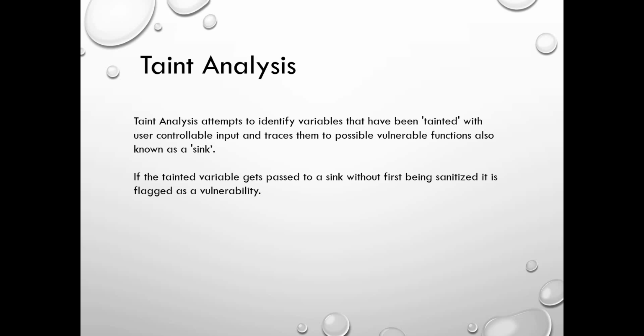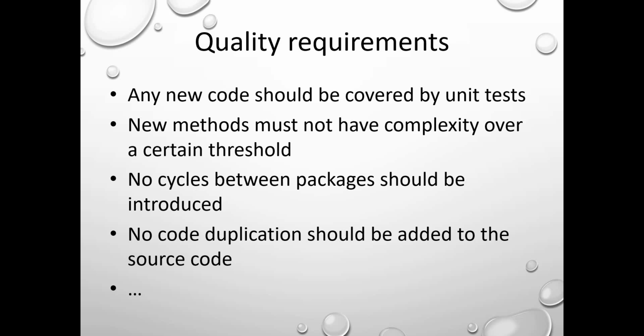Taint analysis attempts to identify variables that have been tainted with user controllable input and traces them to possible vulnerable functions, which are also known as sinks. If the tainted variable gets passed to a sink without first being sanitized, it is flagged as a vulnerability.